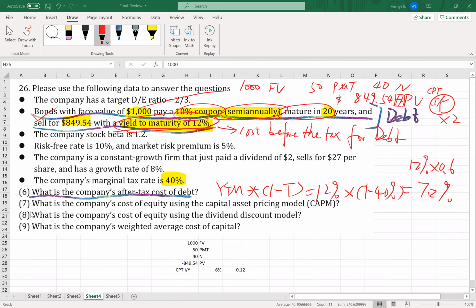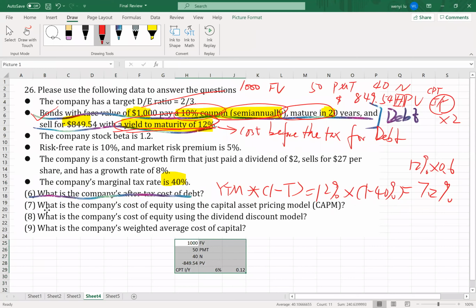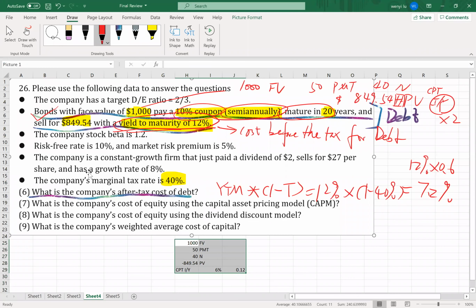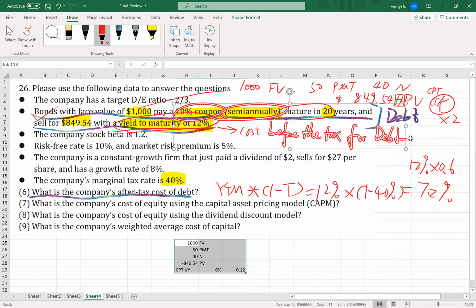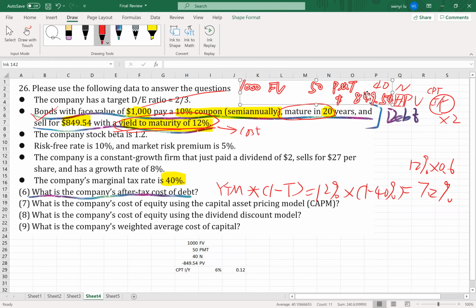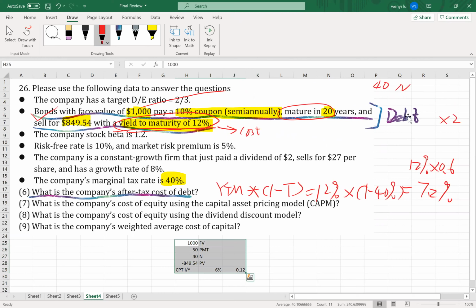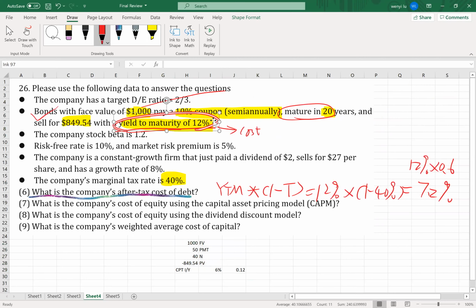Last one, we will continue to solve the cost of equity. So first, let me erase my ink to make the questions easy to read. Okay, so for the equity part, you can see our question gives you the cost of equity in two parts.